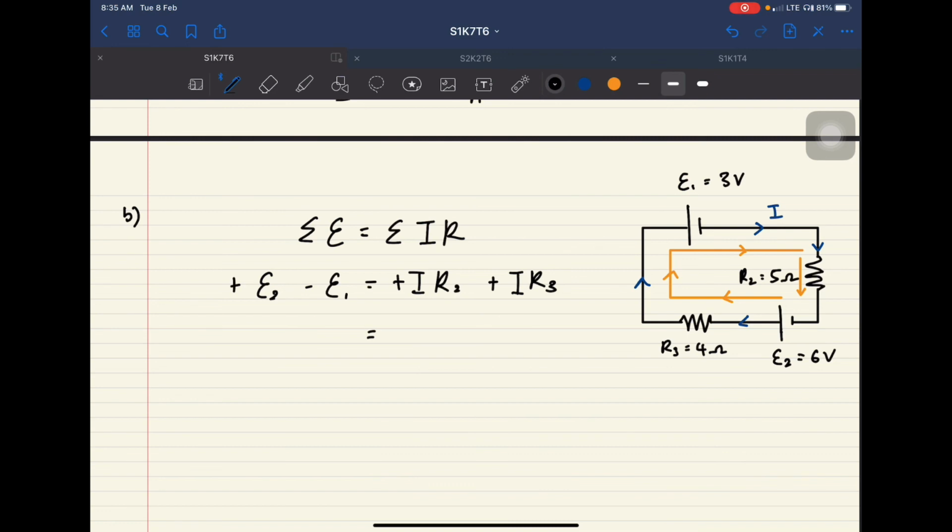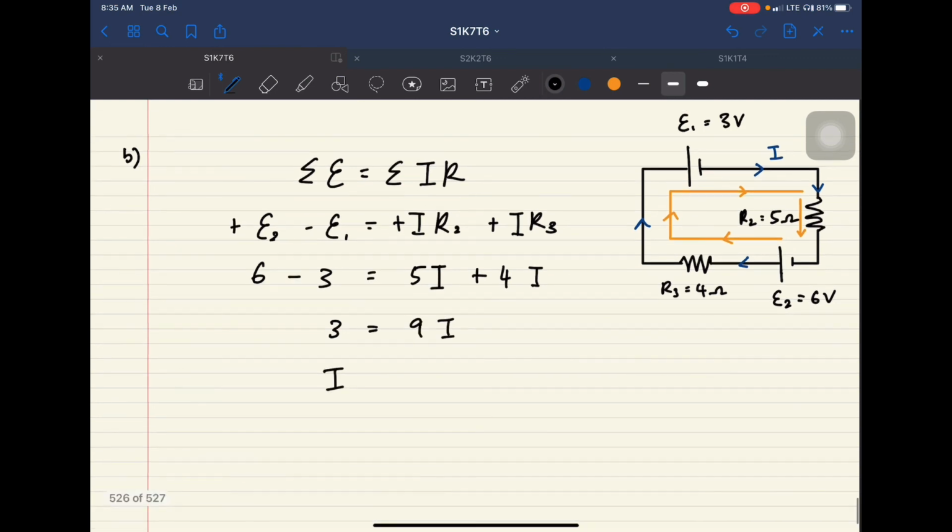So now you have R2, which is 5I, and R3, 4I. The left side is still 6 minus 3. So 3 is equal to 9I. So I is equal to 1 over 3, which is 0.33 ampere. Okay.